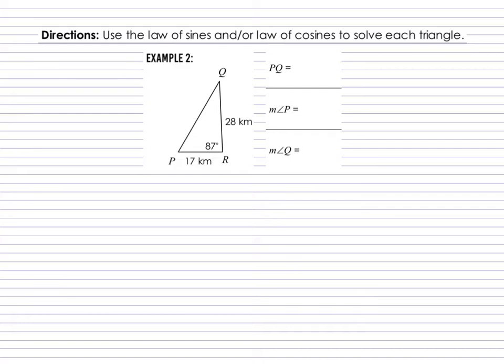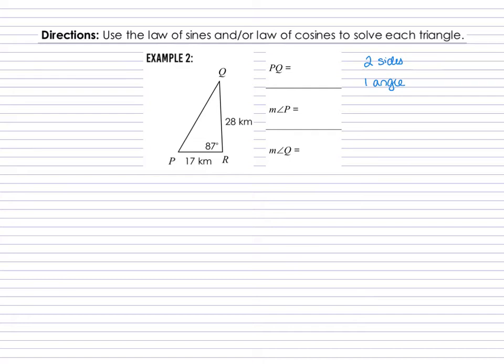Okay, so this is example 2, which is very, very similar to example 1. We are given the triangle, and we know that we're given 2 sides and 1 angle. Now, since we're only given 1 angle, that actually could go into either the law of sines or the law of cosines, but we have to ask ourselves, to use the law of sines, we have to have a side that is across from that angle.